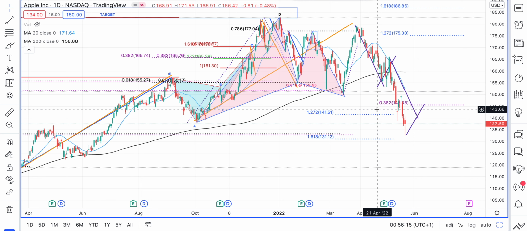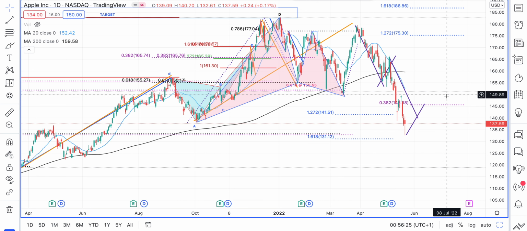So we would expect the share price for Apple to go and tackle this 145 dollars per share area. If it begins to move higher from here on a closing basis, particularly two closing days, then the chances for a prolonged rally increases.